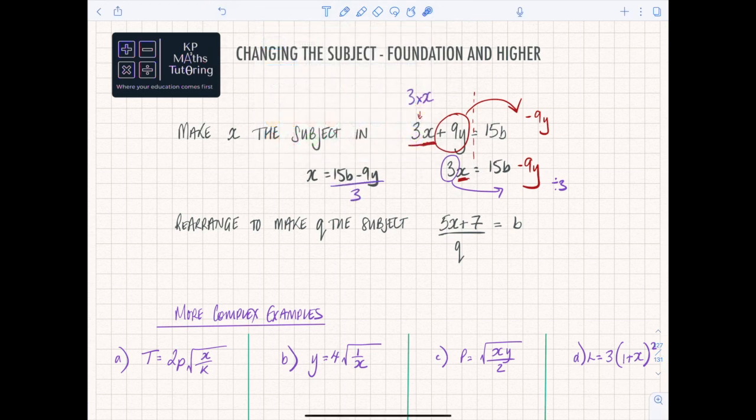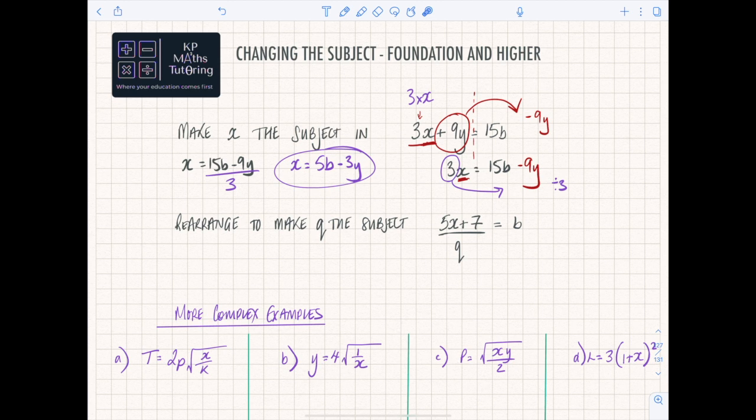Now, sometimes you will get equations where this can actually be divided. So this is the case where I can actually divide this. If I'm doing 15b divided by 3, 15 does divide by 3, and 9y does divide by 3. So you could put your answer as x is equal to, well, 15 divided by 3 is 5, so that becomes 5b, and 9y divided by 3 is just 3. So I could leave my answer now as x equals 5b minus 3y.